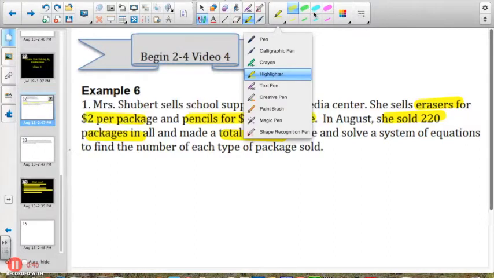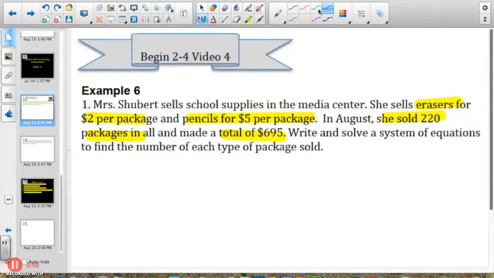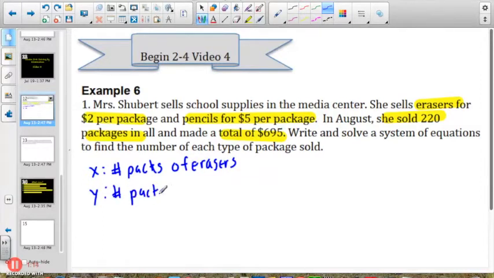So the next thing we're going to want to do is define our variables. The thing that we're trying to figure out is the number of each type of package sold. So I'm going to define my x and my y. X I'm going to let be the number of packs of erasers. And for Y, I'm going to let that be the number of packs of pencils.